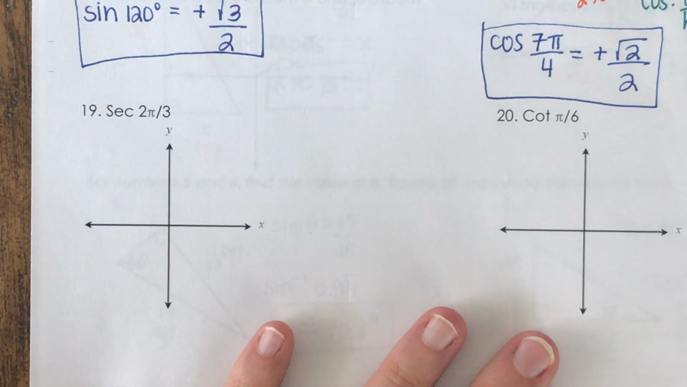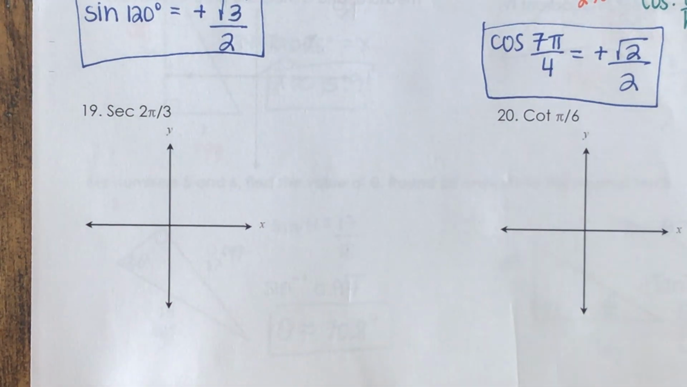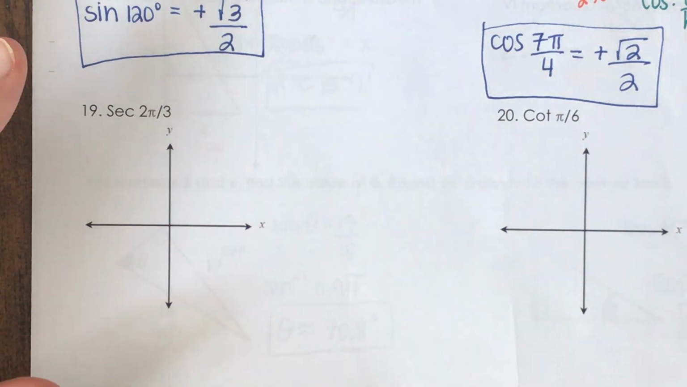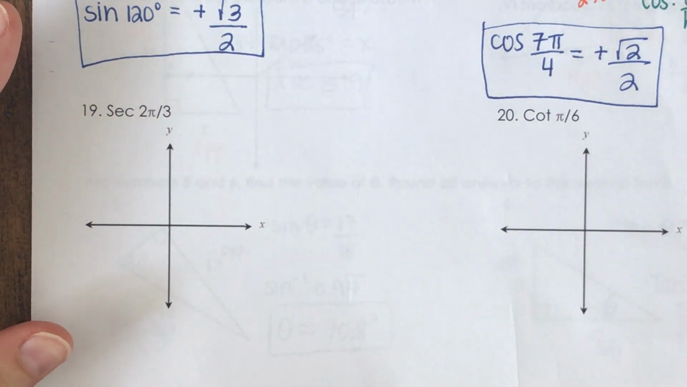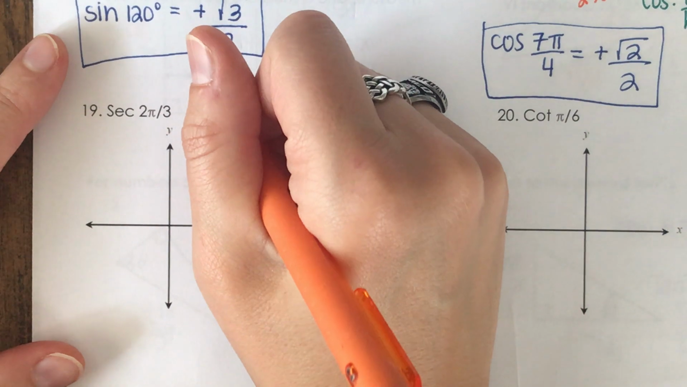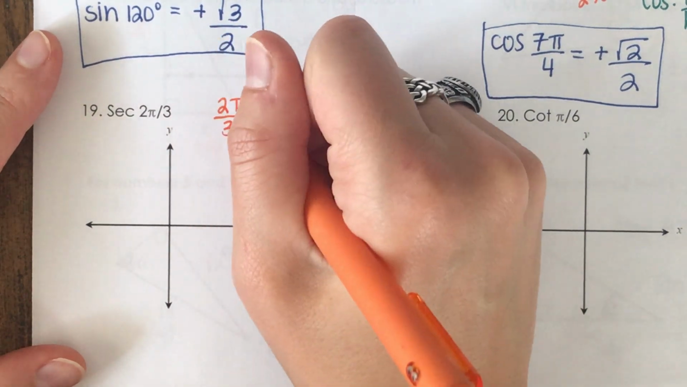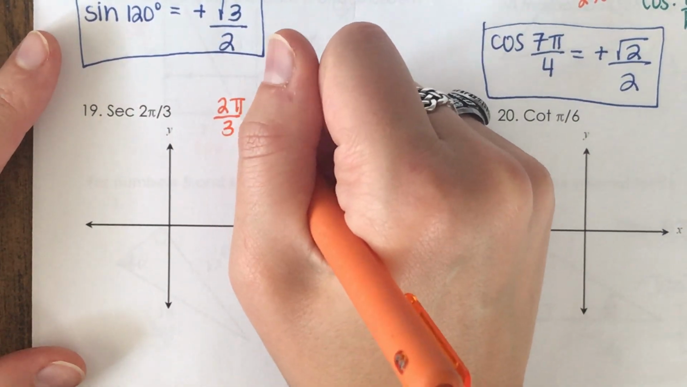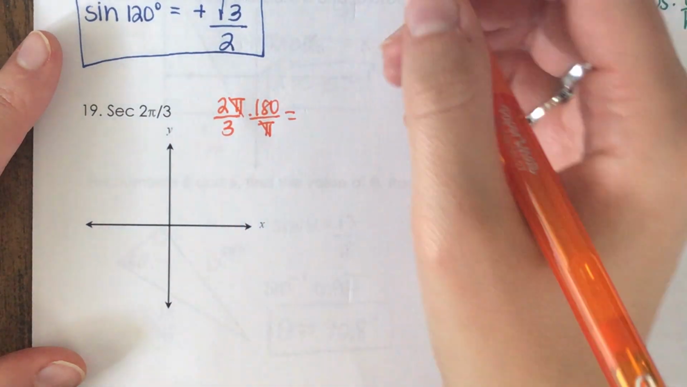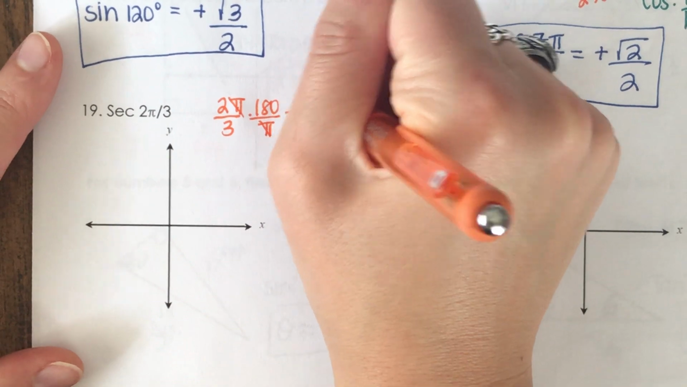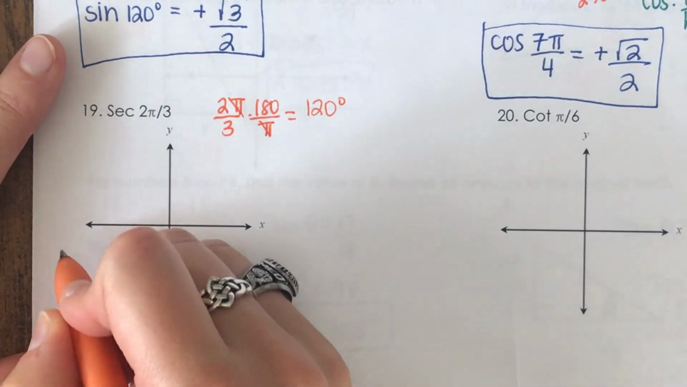19. Okay, the secant of 2 pi divided by 3. All right, it's given to me in radians, so the first thing I'm going to do is convert it to degrees. I'm going to do that by multiplying by 180 over pi. So I end up getting, divided by 3, so I get 120 degrees. All right, so now we're going to draw that picture.